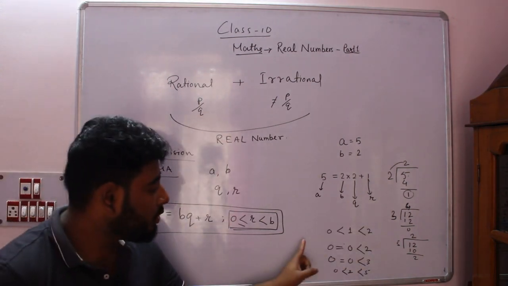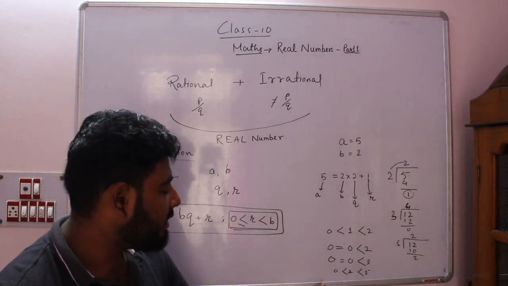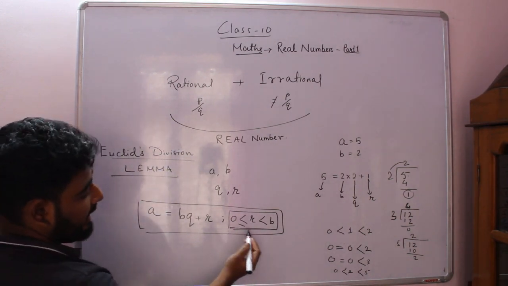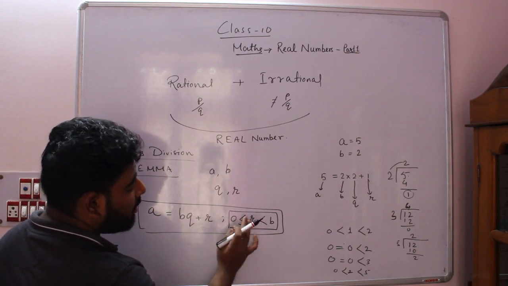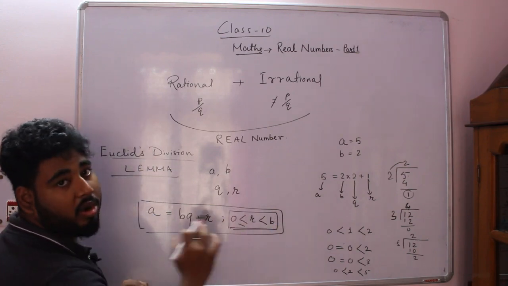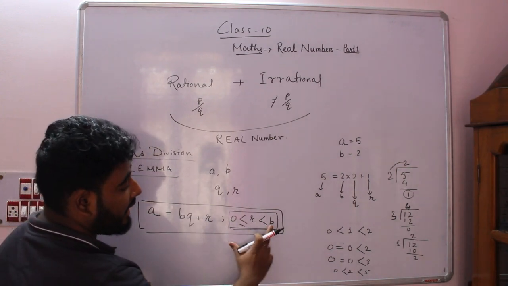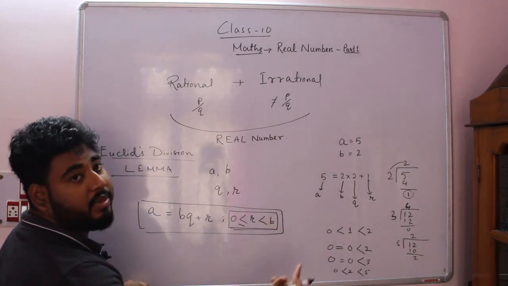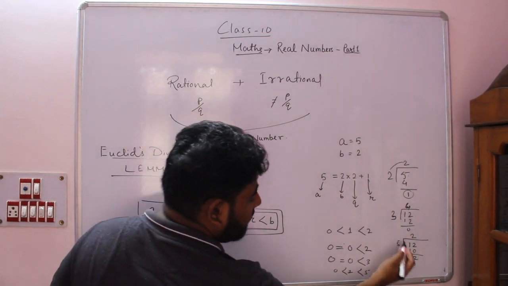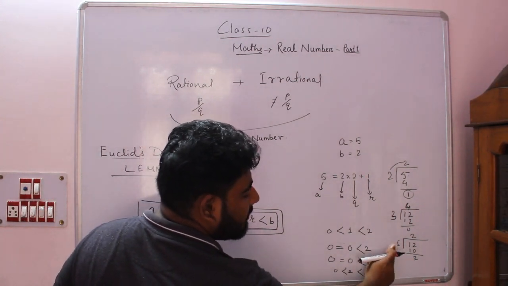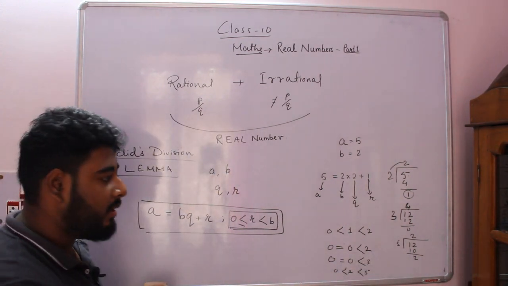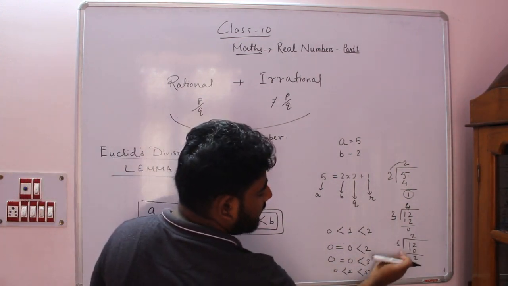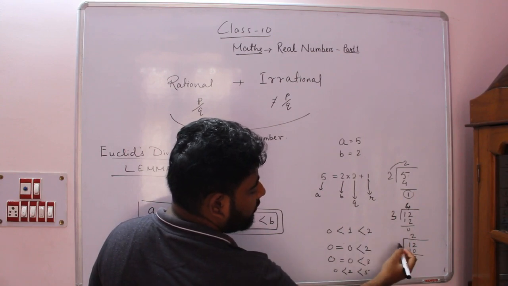Okay. So basically what I am telling you is that the value of r always has to be greater than 0, or it can be 0 remainder, but it cannot be more than b. That means not more than 5. If you take any number, this number is always greater than the remainder. Okay? Is it clear?